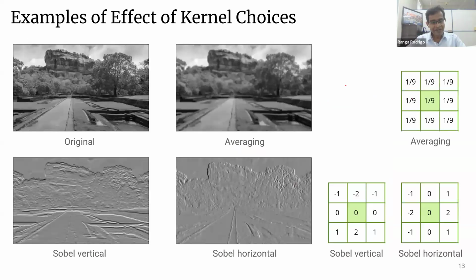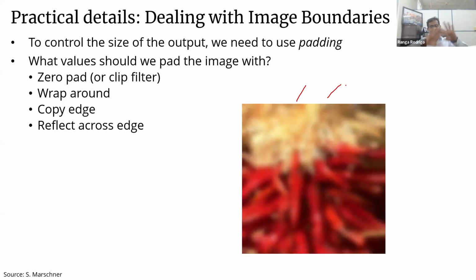That's also very good, and so on. So I hope you understand how to deal with the image boundaries. Any questions about this? Any questions about the spatial filtering operation? Okay, then we can move forward.